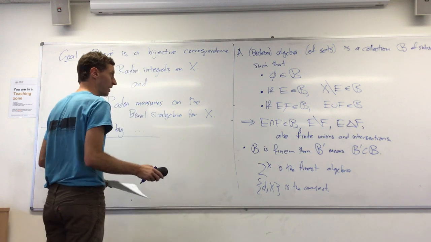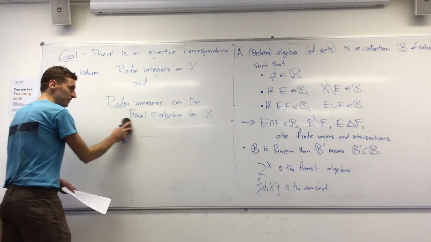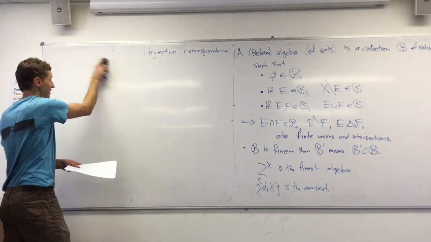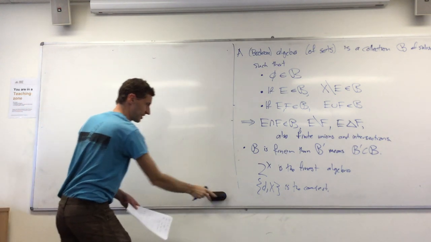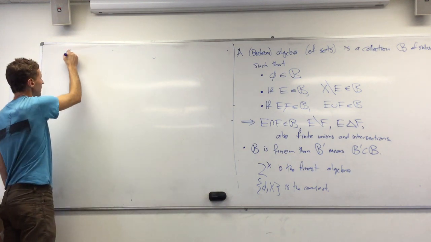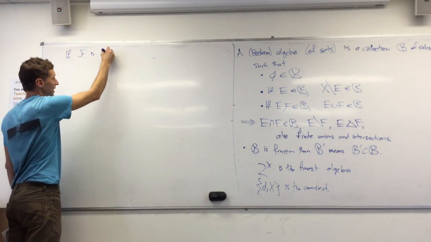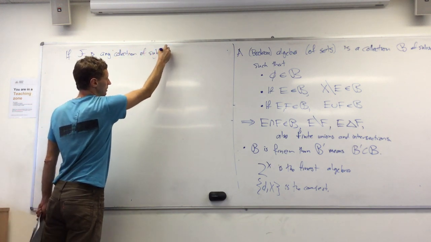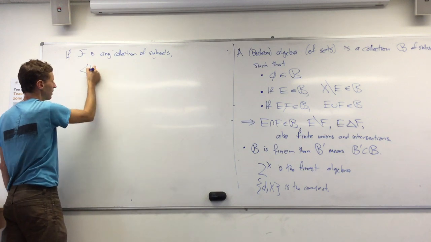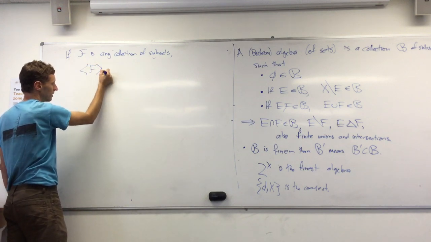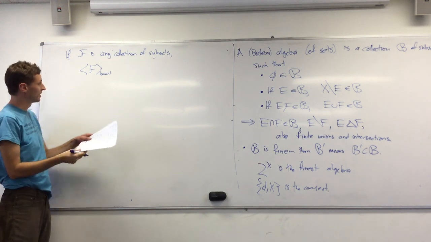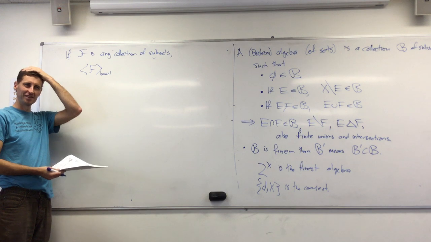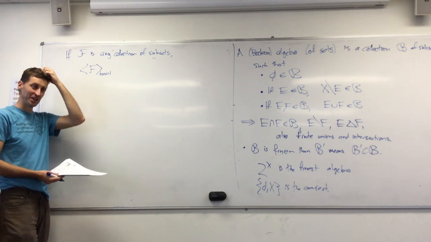Okay. So I just want to say a few more things about algebras before we get on to sigma algebras. I think it's sometimes easier to keep things separated. If F is any collection of subsets, maybe we can write it like this. This is meant to be the Boolean algebra generated by F. Anyone guess what this is meant to be?